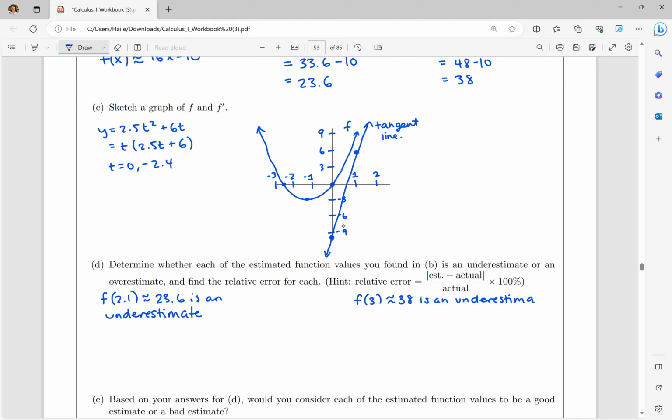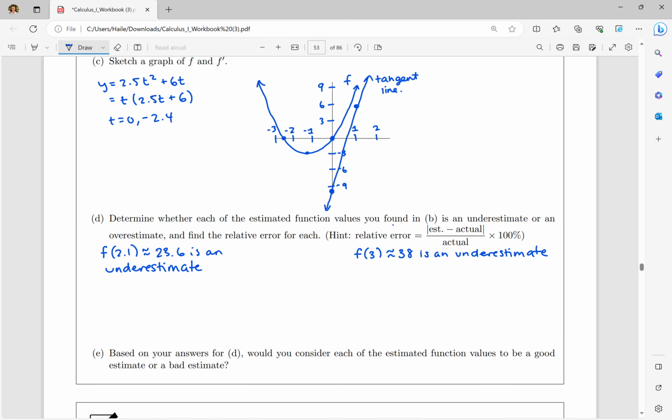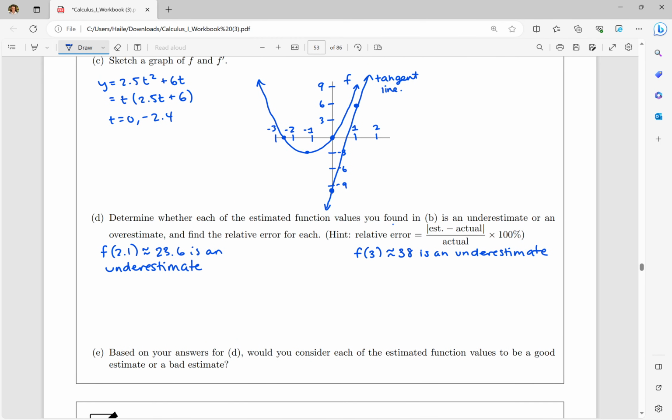So next we want to find exactly how far off these estimates were, and we can do that by finding the relative error. If you haven't done that before, basically what you're doing is finding how far you are from the actual value as a proportion of the actual value. And so your answer will be written as a percent, and that'll allow you to judge if you have a good error bound or not.